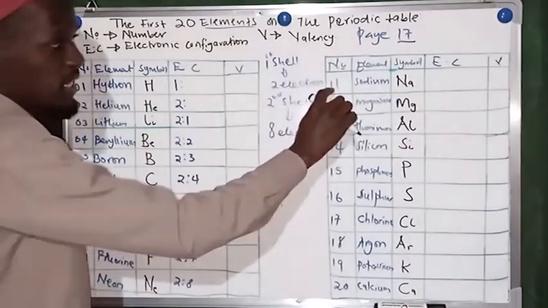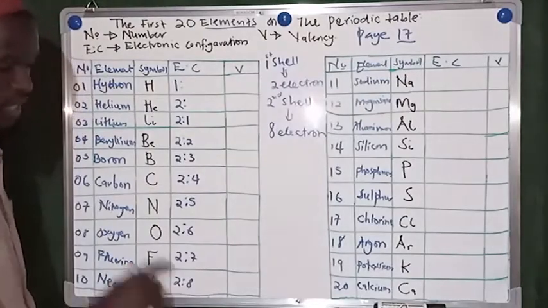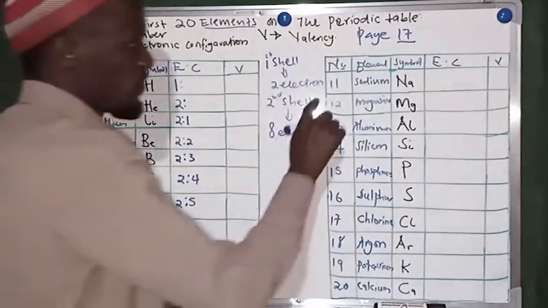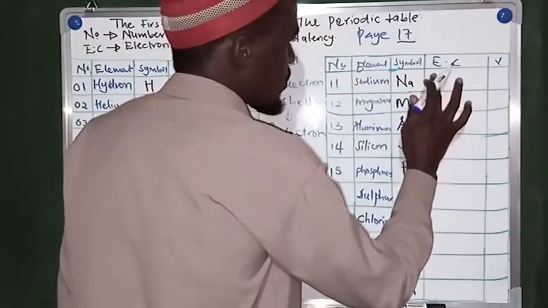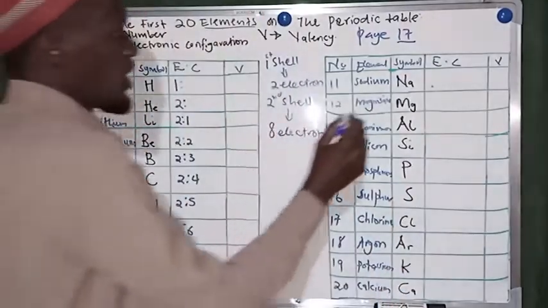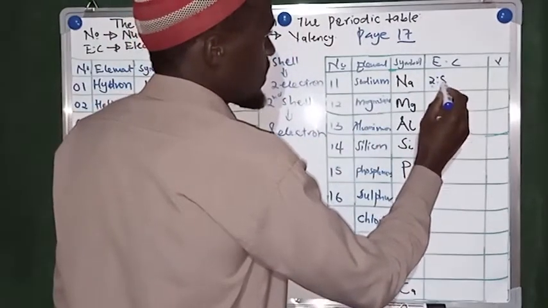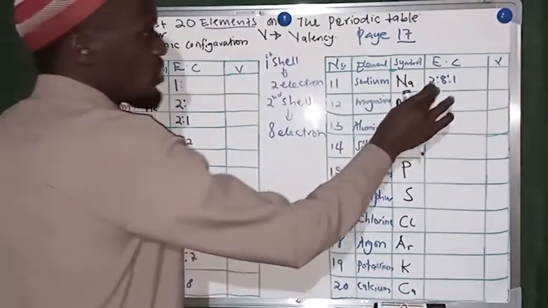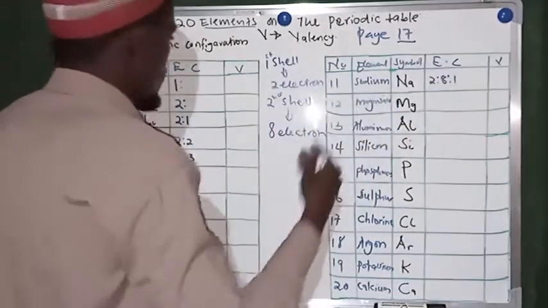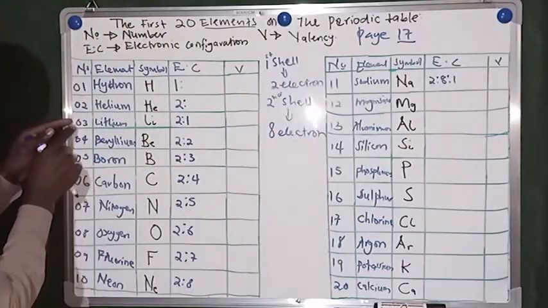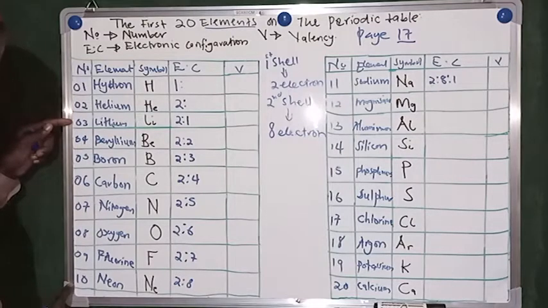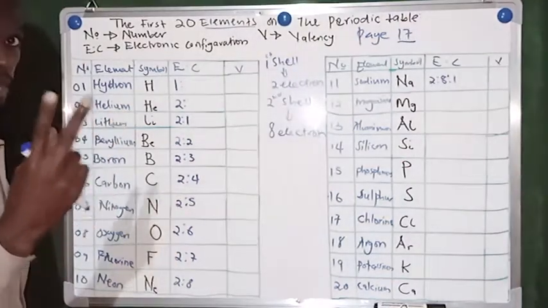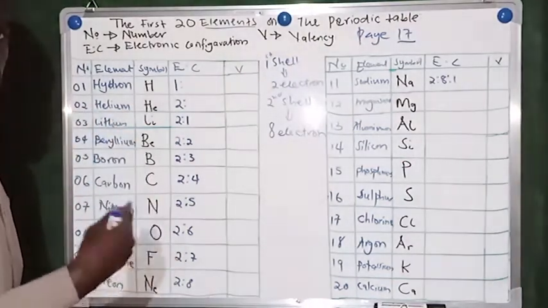If I go to sodium, which has 11, I can't write 2, 9, because this shell can only hold 8 electrons. So for sodium, I write 2, 8, 1. If you add 2 plus 8 plus 1, you go back to 11. So sodium has 3 shells, whereas from lithium up to neon, they only have 2 shells. Is it okay? I hope I'm clear on what I'm explaining.